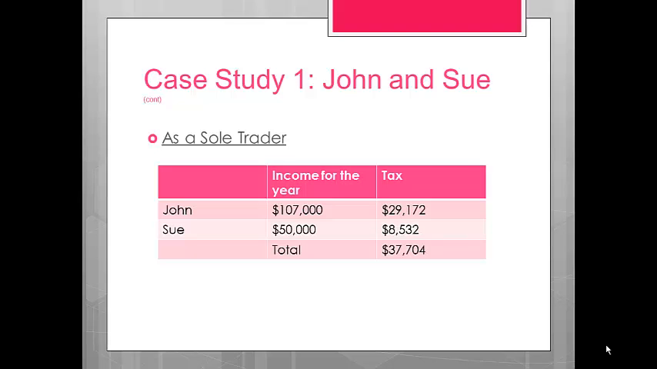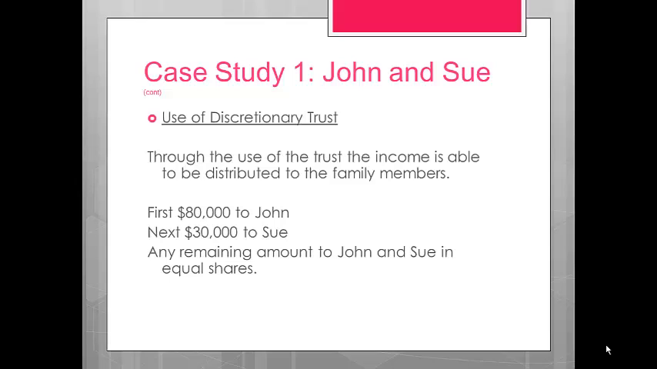So as a sole trader, John would have paid just over $29,000 on his $107,000 profit, and Sue would have paid just over $8,500, so their total tax would have been $37,704.